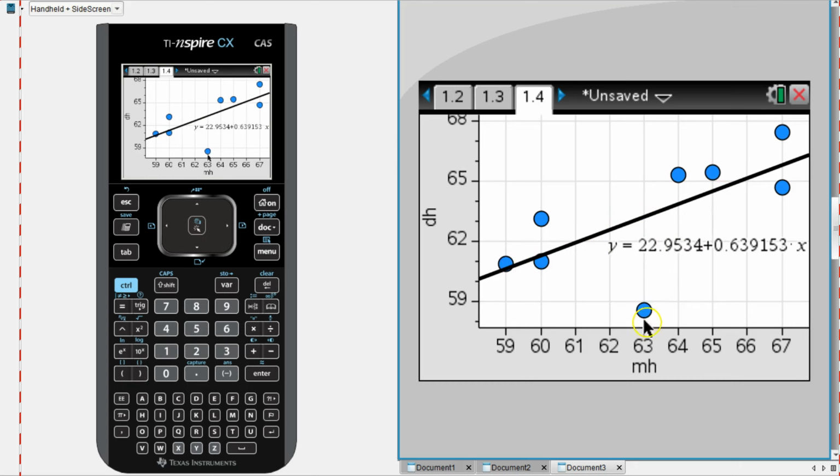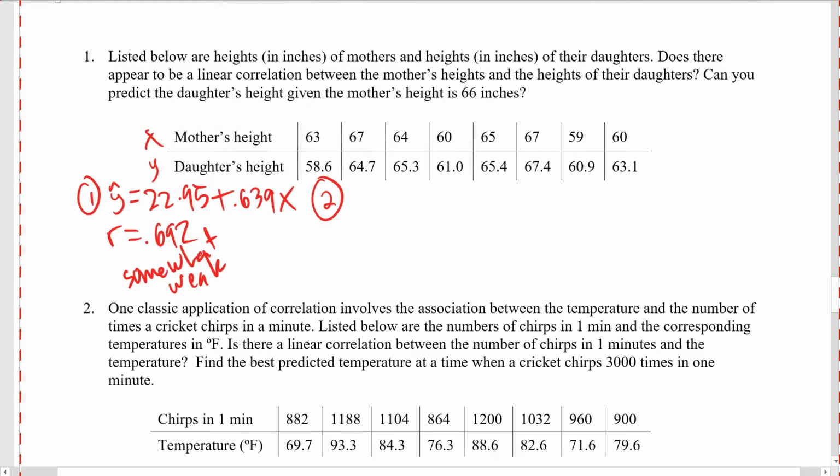You might look at this and go, well, did I just type that number in wrong? Or maybe this is just somebody that's just different. So 63, 58.6. So there's our culprit right there, kind of the one that's way off that would have a high residual. Okay? All right, so we would sketch this.